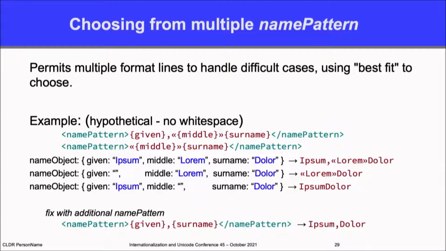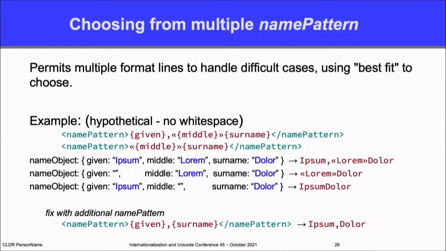So giving an example here, just for illustration, there's no white space, and I have a comma, open guillemot, middle, close guillemot, surname. And let's say the middle was missing, I don't want to have this weird comma in there. Normally, if I'm missing the given, in this case, I would clear everything up to the first non-space literal, and I'd have a comma guillemot, which will look really strange. So I have another one, which is just middle surname.